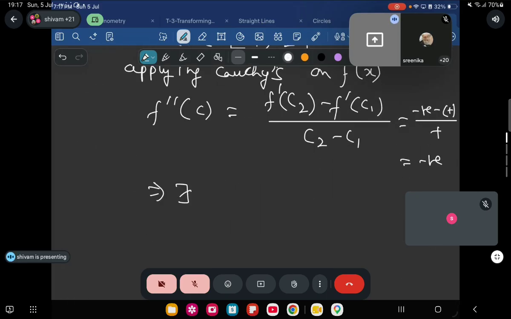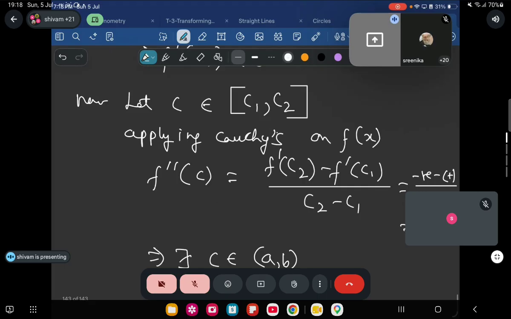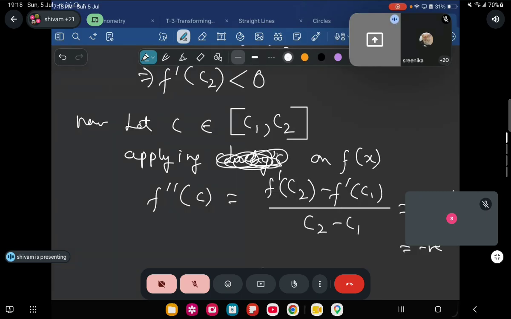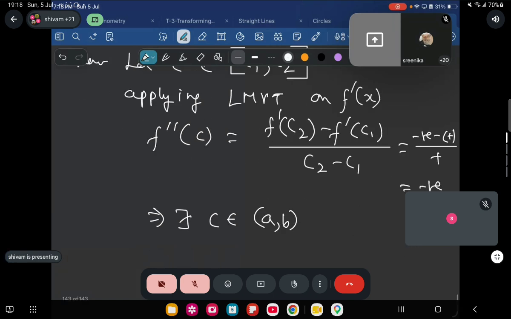This implies there exists some c belongs to (a, b) such that, actually, I have applied LMVT on f dash x. Write it down: LMVT on f dash x. So there exists some c belongs to (a, b) such that f double dash c is negative, right? Tell me everyone, are you people getting, yes or no? Anyone having any doubt, you can ask me.